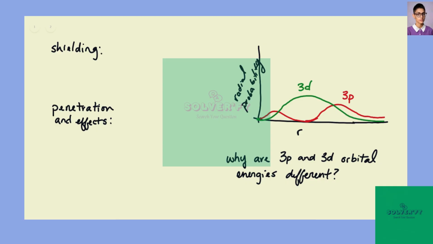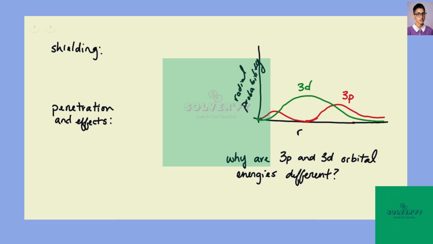And it asks, what is penetration? How is it related to shielding? And then use the penetration effect to explain the difference in orbital energies between 3p and 3d, an electron in the same atom. So I have some things drawn out for you already.